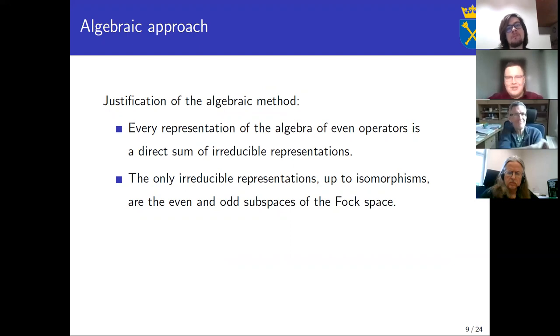But okay, let me move to the construction. First, some justification of this algebraic approach. I told you that we are matching commutation relations.